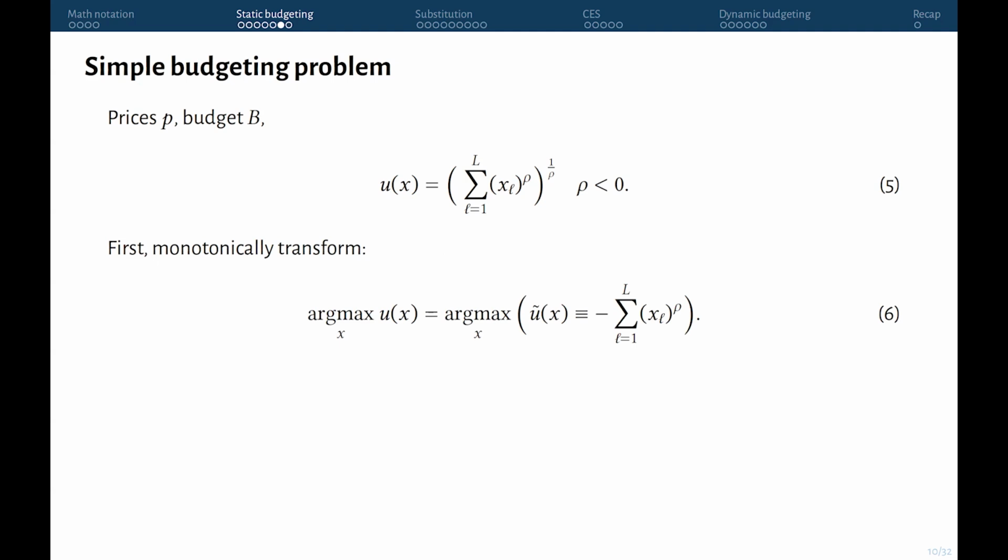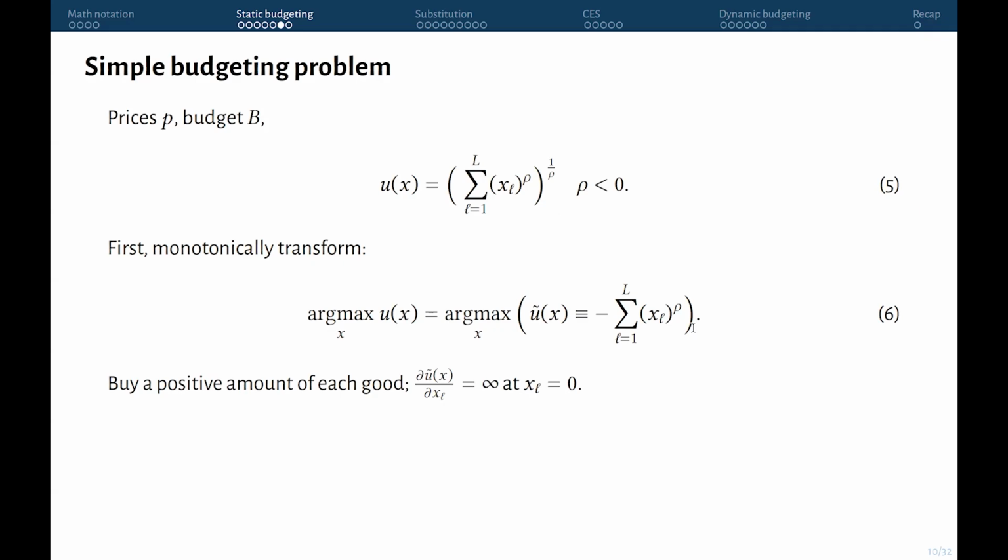So first, remember that we can monotonically transform the utility function to get something that's easier to work with. So raise the whole thing to the rho to get rid of that exponent on the outside. That'll flip the ordering of the baskets because you're raising it to a negative power. So you can just flip it back again by putting a negative here. So you want to maximize this transformed utility function, nice and separable.